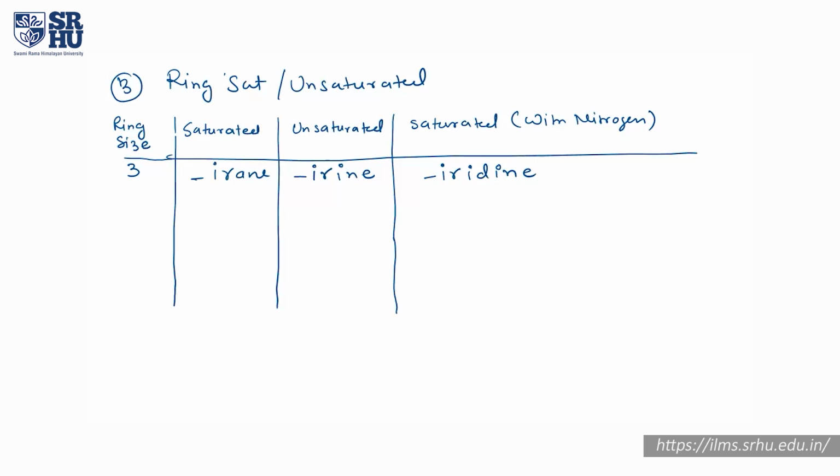See, this saturated rule only applies for oxygen, sulfur and phosphorus. Remember this one. For nitrogen, if it is saturated we have to apply a different nomenclature. But if it is unsaturated, whether it is oxygen, sulfur, phosphorus or nitrogen, you have to use the word ene.